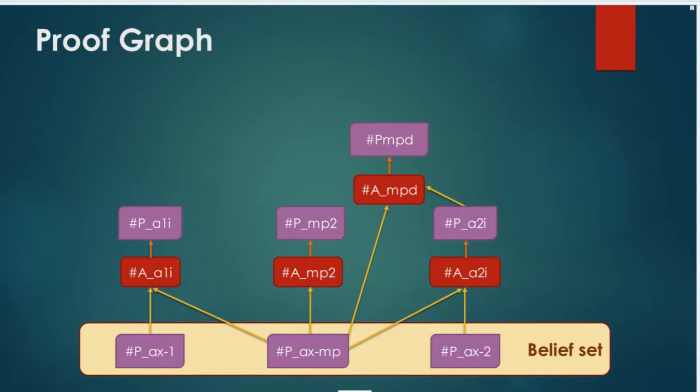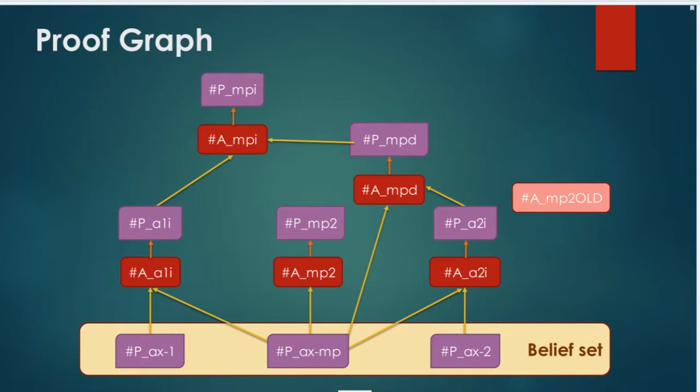Next, we find that MBT can be proven from our current list of proven propositions. And then, finally, we prove MPI, whose argument uses MPD and A1I as premises. Note that the argument NP2old was not used in this proof graph.